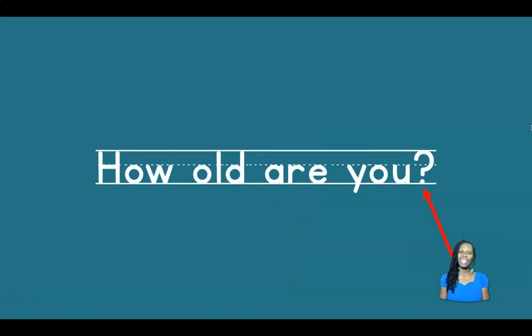So, here is an example of a sentence that ends with a question mark. So this sentence is called a question. How old are you? Did you hear how I read that sentence? How old are you? And when I read that sentence like that, it means that I want to have an answer. So a sentence like this, which is called a question, will end with a question mark.